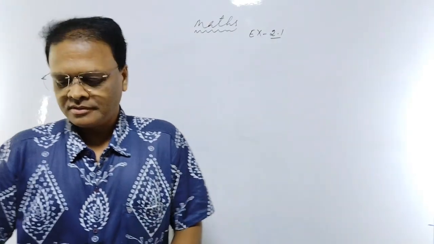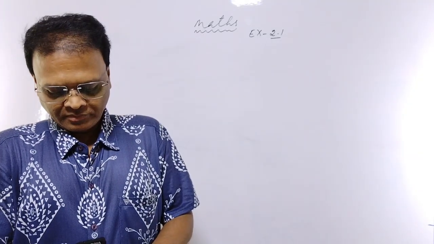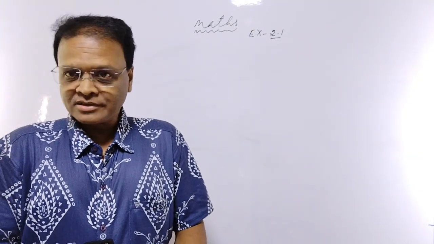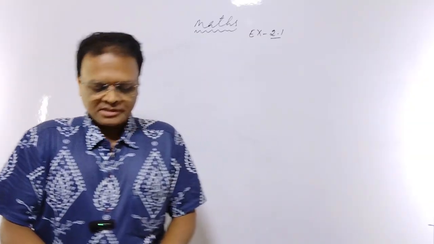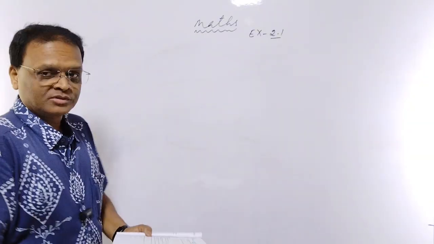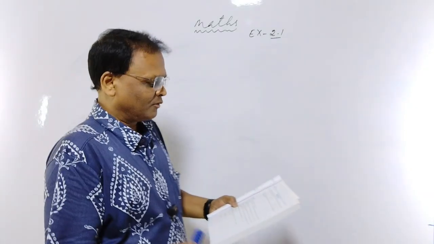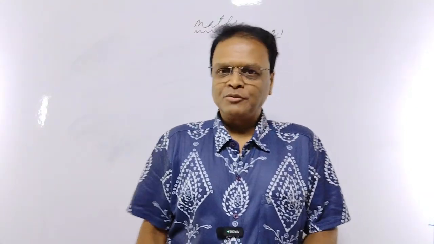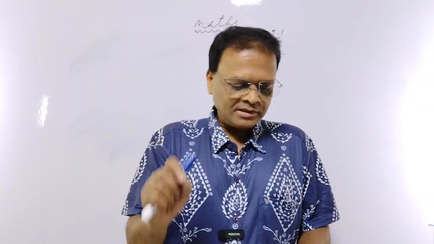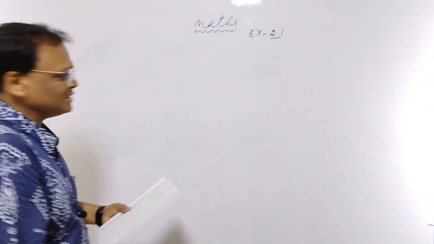Exercise number 2.2. From the second exercise, the first question is from exercise number 2.2. The question is, find the zeros of the following quadratic polynomials. I have to find the zeros and verify the relation between the zeros and coefficients. Let me do the first one.